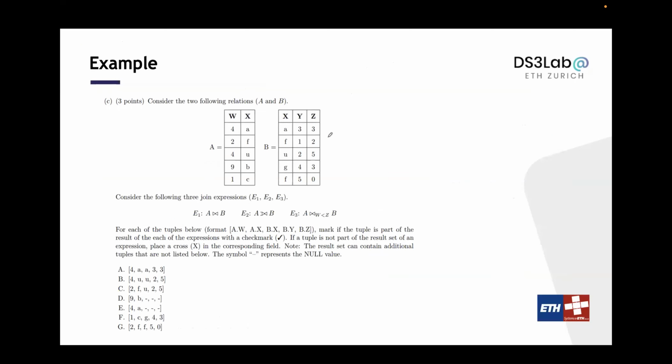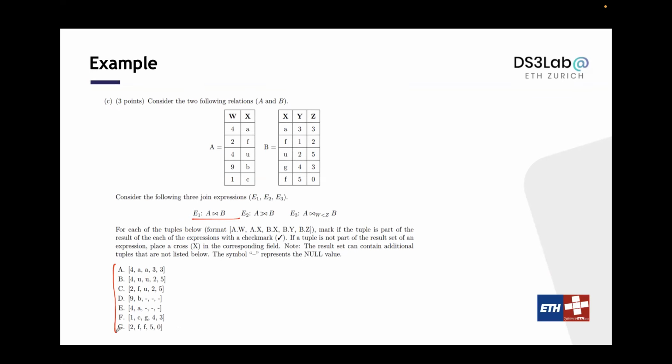So another potential thing that we could do is give you, for example, two relation instances. Here we have relation A, and we have relation B. Now we give you one expression, for example E1 here, which is the natural join between A and B. Then we say, tell me all the tuples from A and B, different choices, that will appear in the result.